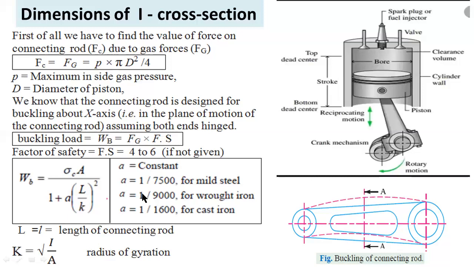Here 1 by 7500 is for mild steel material. This value is given in our problem. This value is for wrought iron, this value is for cast iron. So in the present problem, the material used for the connecting rod is mild steel. So you have to consider a equal to 1 by 7500. You have to remember this formula and this formula. These three formulas are very important for design of I cross section.